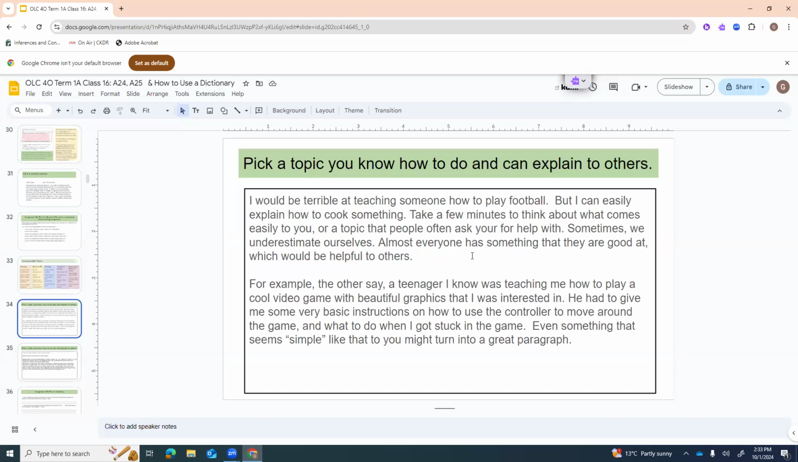So for example, the other day, a teenager I know, who shall remain nameless, was teaching me how to play a cool video game with beautiful graphics that I was interested in. I wanted to know how to play it. It's beautiful, but I'm terrible at video games. And he had to give me some very basic instructions on how to use the controller to move around the game and then how to problem solve when I got stuck because I don't play video games. Now, someone else might have thought, oh, this is so simple. There's no point. Nobody would need this, but I did need that information. Even something that seems really simple to you might turn into a very interesting paragraph.